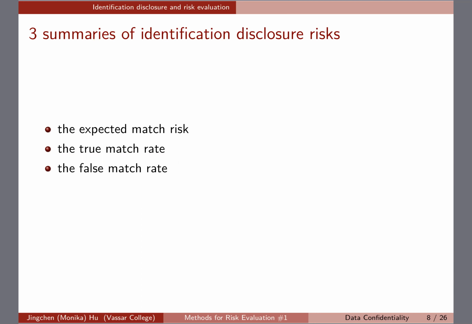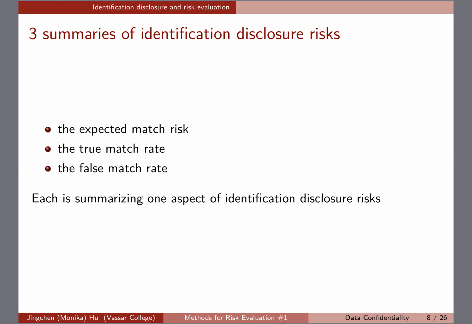What we're trying to do is, each of these summaries is summarizing one aspect of the identification disclosure risks. As you can tell from the names, we're going to look at the definition of each of those soon. But I just want to mention that each of them is looking at one particular aspect. And for your project, or for any kind of application, some of the measures might be more important to worry about. For example, for some project you might want to make sure that the true match rate is really low, in the sense that that might be your gold standard for comparing different synthetic data sets. So keep that in mind.